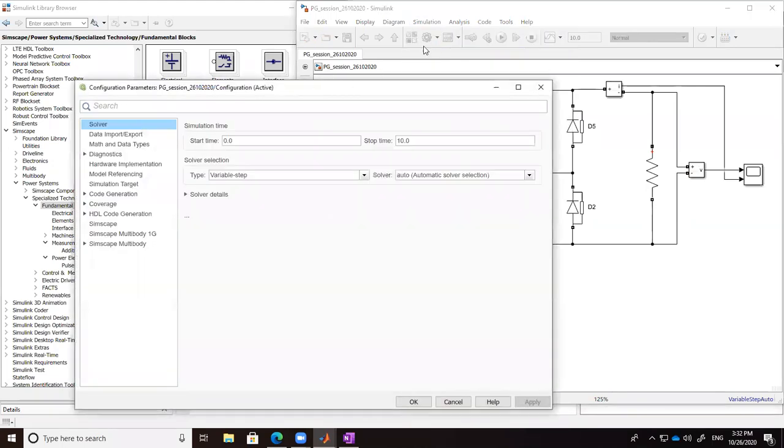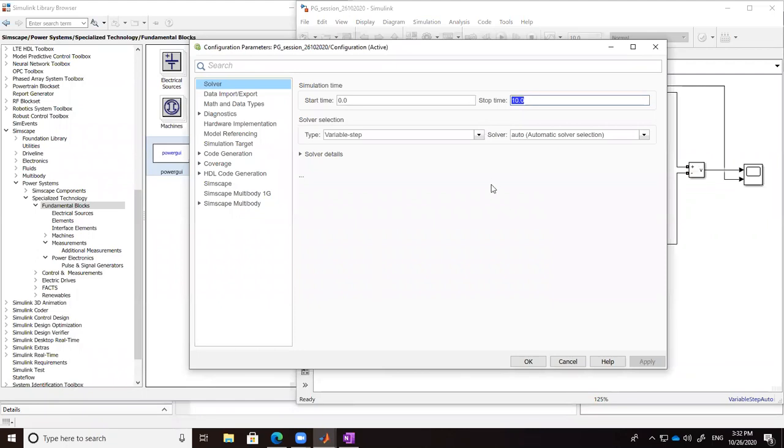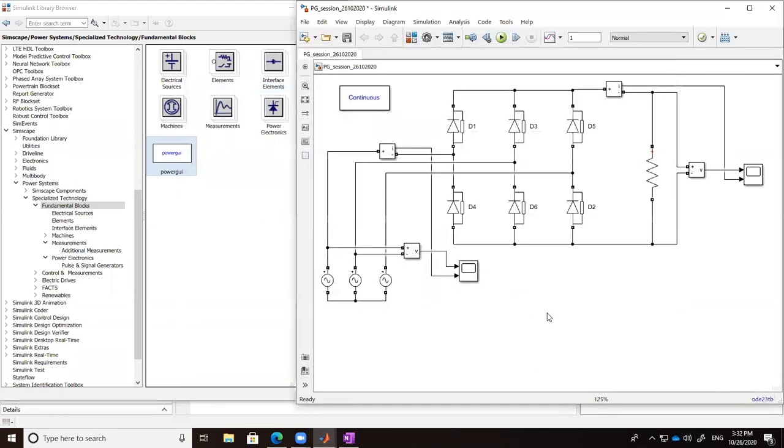It will open a window like this. You set the step time to 1 and solver to ODE23tb. Okay. If you want to simulate in continuous time, then you need to select ODE23tb. So select apply and OK. So now your simulation is ready to run.